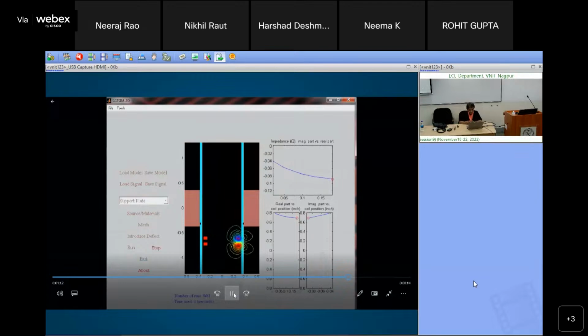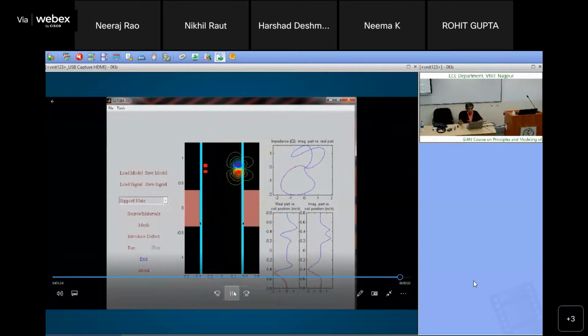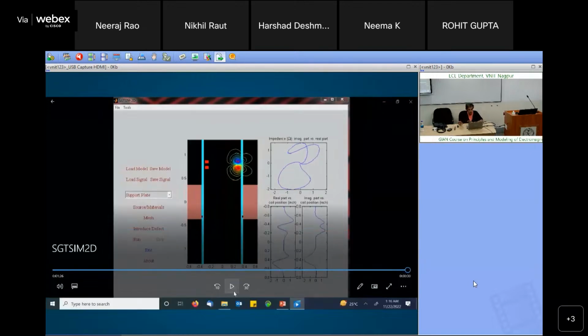Okay. And you can see now right over here, both the contributions will come together. And then we'll just have the second lobe, which is only the support plate edge. There is no interference with the defect signal. Okay, so this was the two-dimensional model. In the afternoon, I'll talk about the three-dimensional model, the model validation, and all kinds of things.